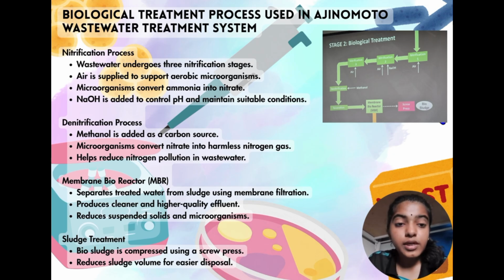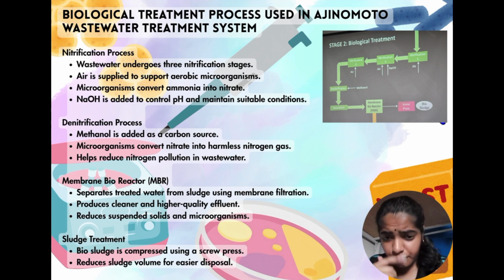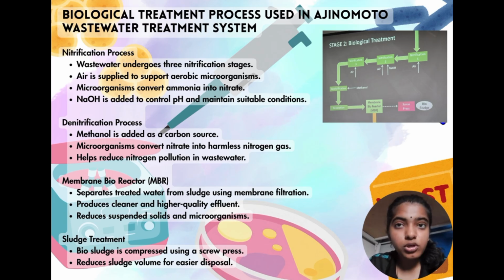And then wastewater enters the membrane bioreactor (MBR) system. The MBR combines biological treatment with membrane filtration technology, where microorganisms break down pollutants while the membrane separates clean water from the sludge and suspended solids. This produces cleaner and higher quality treated water. Finally, the remaining biosludge is sent to a screw press to reduce the sludge volume and make it easier for handling and disposal.